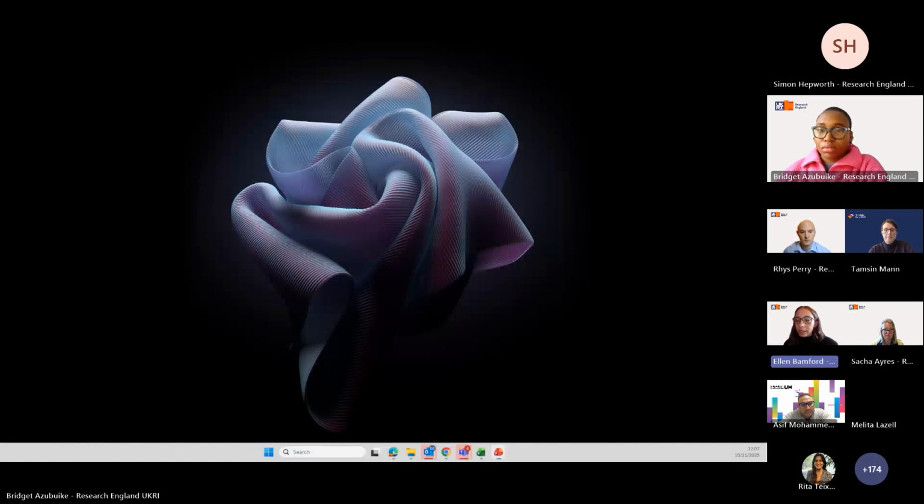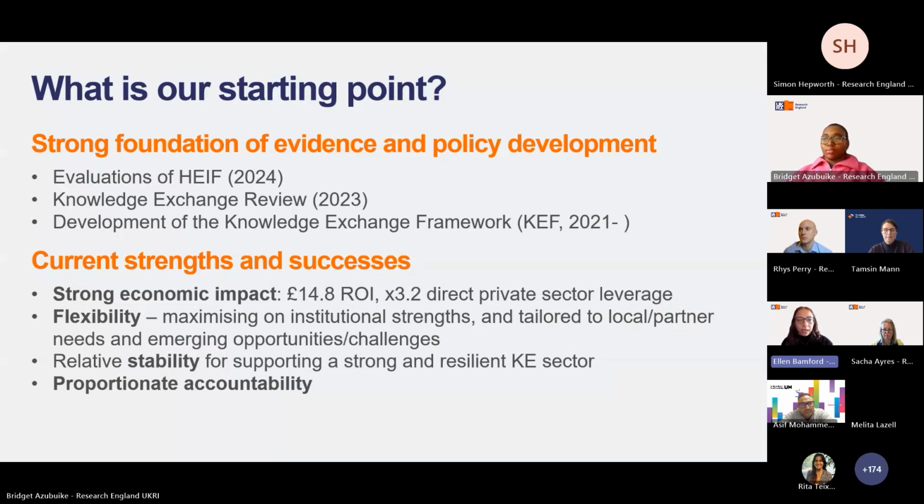So although the review itself was launched formally last week, there's been a huge amount of work, particularly in the last 6 months within our team at Research England, to support this first phase of the review that sits behind the approach that the team are going to talk through today. A key point that we do want to emphasise, and as Simon spoke to as well, is that we are starting from a point of a strong foundation of evidence and policy development. We see ourselves as standing on a solid base of evidence for the economic value that HEIF has already achieved, and for the way it achieved it, and therefore we want to build on the strengths and successes that we've already seen.